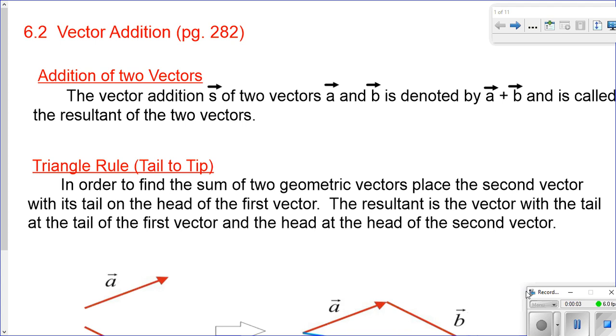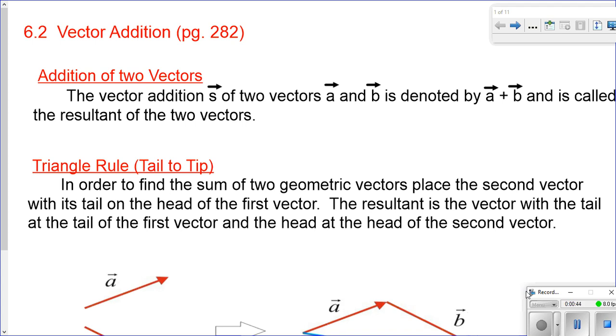Okay, section 6.2 on page 282 talks about vector addition, and vector addition is really very straightforward. There's a couple of rules or little helpful tricks and hints to teach you how to add vectors, but really think of vector addition as just two vector quantities happening together. So if I was riding a bike, let's say, represented by a vector quantity, and I was pushed by the wind just a little bit off course, or a canoe and a wave, or an airplane and the wind, the combination of those two vectors would be my resultant vector.